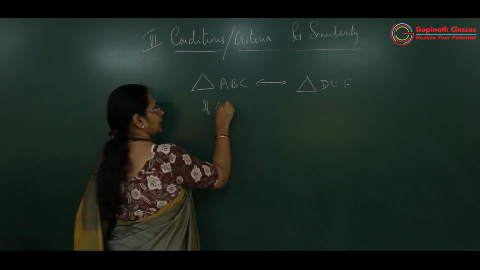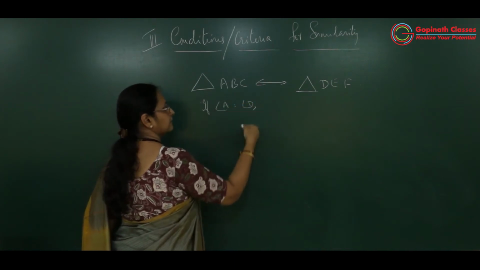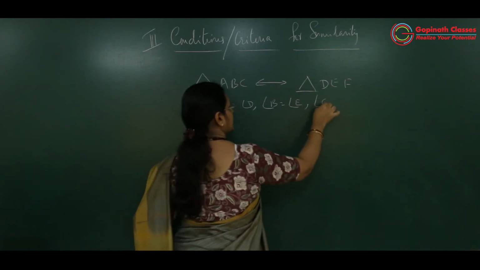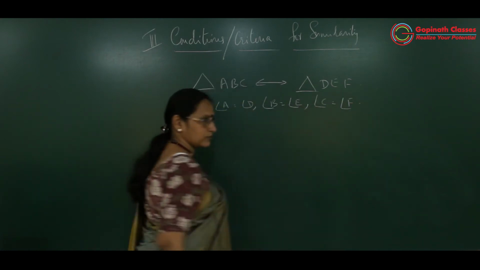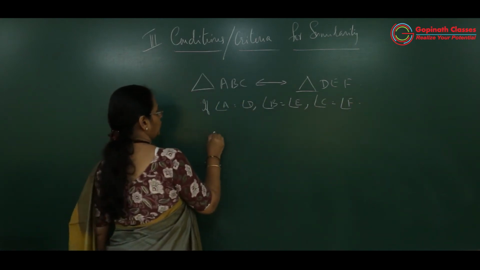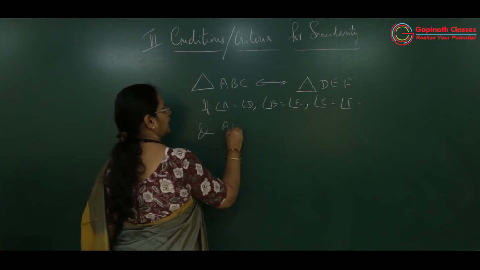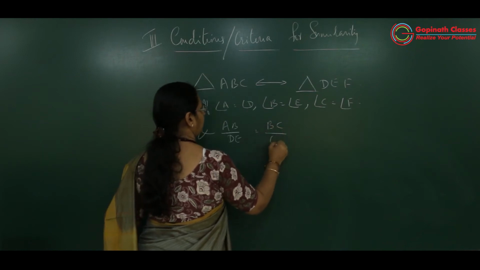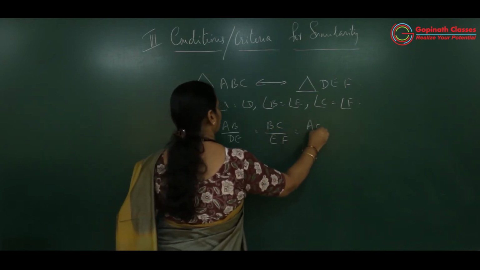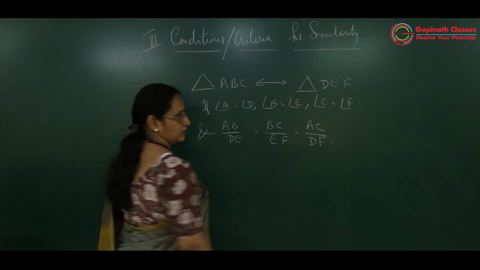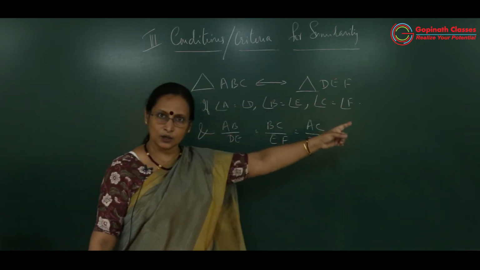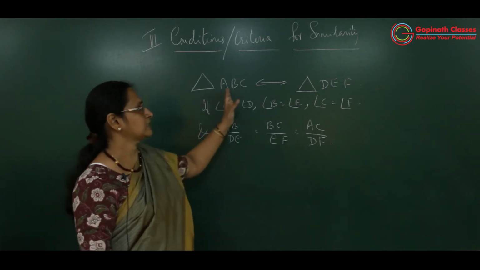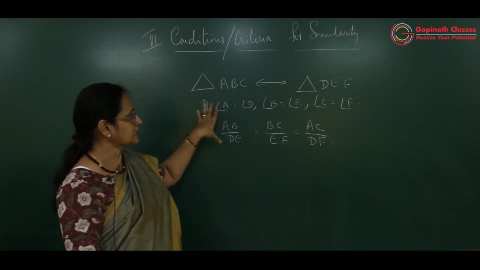If angle A is equal to angle D, angle B is equal to angle E, angle C is equal to angle F, and also AB upon DE is equal to BC upon EF is equal to AC upon DF. All the corresponding angles are equal and all the corresponding sides are proportional. Then we can say the triangles are similar. So total 6 elements are coming.